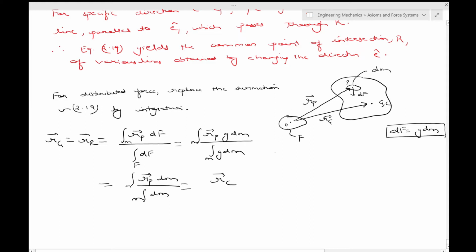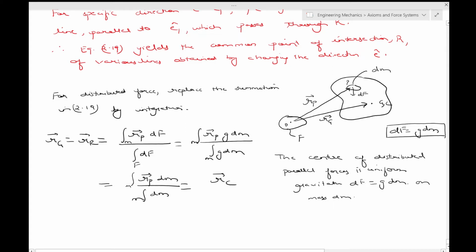So in this diagram, the center of distributed, not discrete, distributed parallel forces is uniform gravitation, df equal to g dm on mass. So G is also called the center of gravity. C is center of mass. In this case, both of them will coincide.